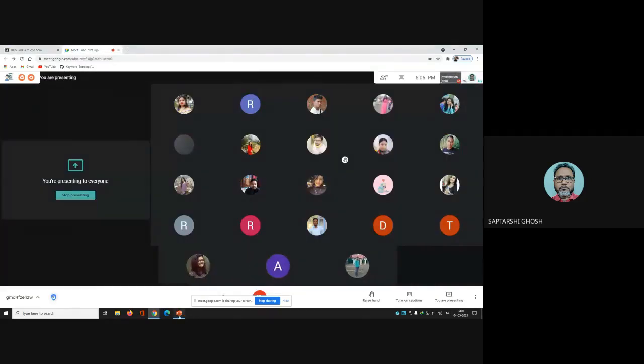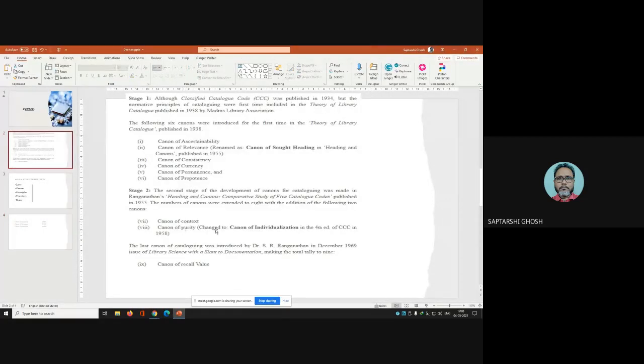Okay. Now, this is what I told: canon of context, canon of purity, and the last one, the canon of recall value. And canon of recall value is nothing but the concept of mnemonic. Mnemonic means the aid to memory. Whenever you are making the catalog card or catalog code, try to use the same pattern, same concept, same style each and every time, so that it can be remembered by the individuals and they will be able to identify that on their own. So that is known as canon of recall value.